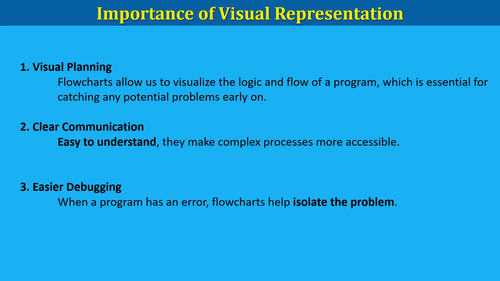Easier debugging. When a program has an error, a flowchart helps isolate the problem. Since each step is mapped out visually, you can easily follow the flow and identify where things might have gone wrong. Say you have a flowchart for a program that processes user input. If the program fails, you can look at the flowchart and see exactly which step is not working. This makes it much easier to pinpoint and fix the problem.